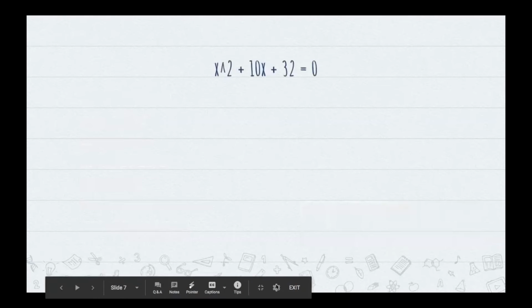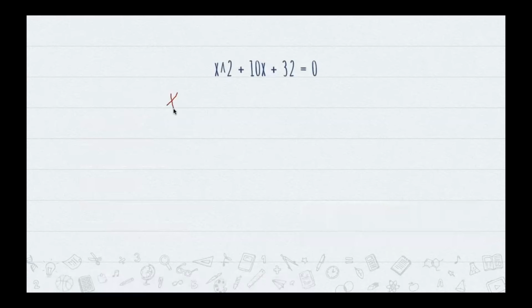So let's do the first one together. Let's rewrite it. It's x to the second power plus 10x plus 32 equal to y or 0. So first we're going to shift over the positive 32 into negative 32 by subtracting 32 on both sides.